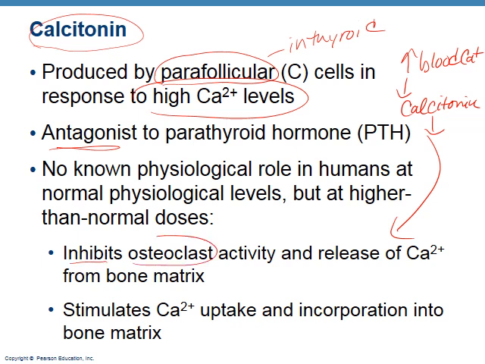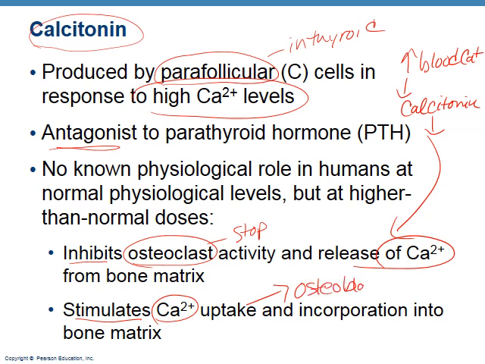It's going to inhibit osteoclasts, so stop releasing calcium. And then it's going to stimulate calcium uptake. So it's going to tell your osteoblasts, take the extra calcium and build bone. We covered this in 201, so I'm not going to go over it in great detail. If you want to go back to chapter 6, when we talked about the bones, and look at calcitonin and parathyroid hormone.